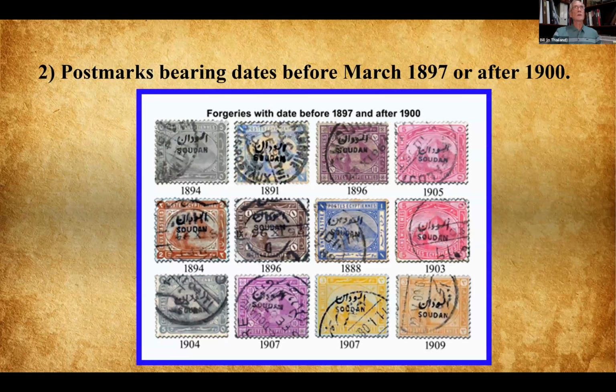The second clue is, you'll recall that provisional stamps were only in circulation from March 1897 to April 1898. Therefore, it's improbable that you'll find genuine stamps with postmarks dated before that date, and somewhat unlikely after that period. These are 12 examples of fake overprints, all bearing postmarks with improbable dates.